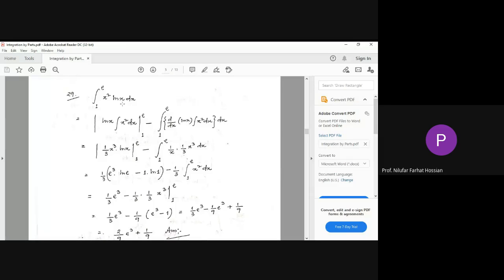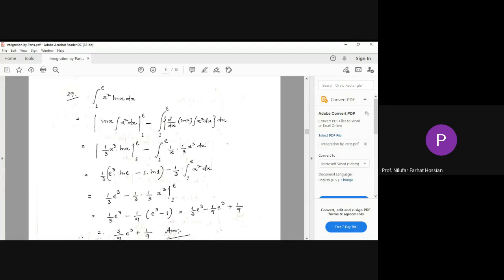Now, by now we know that ln x cannot be taken as a second function, because ln x is not easily integrable. So this x square should be your second function, and this ln x should be your first function. So what is the formula? First function into integration of second function. Be careful, here you have to put the limits for the whole of this. Sometimes it is a very common mistake. I repeat, it is a very common mistake.